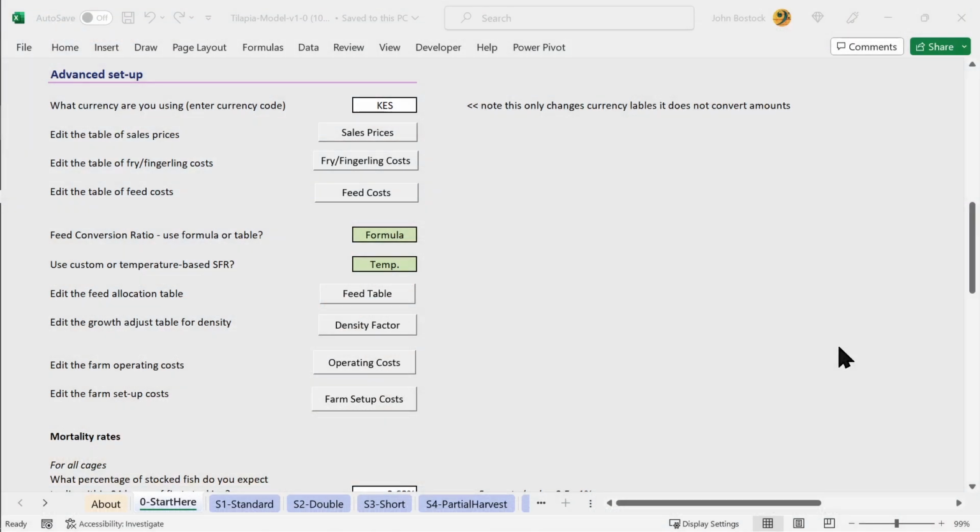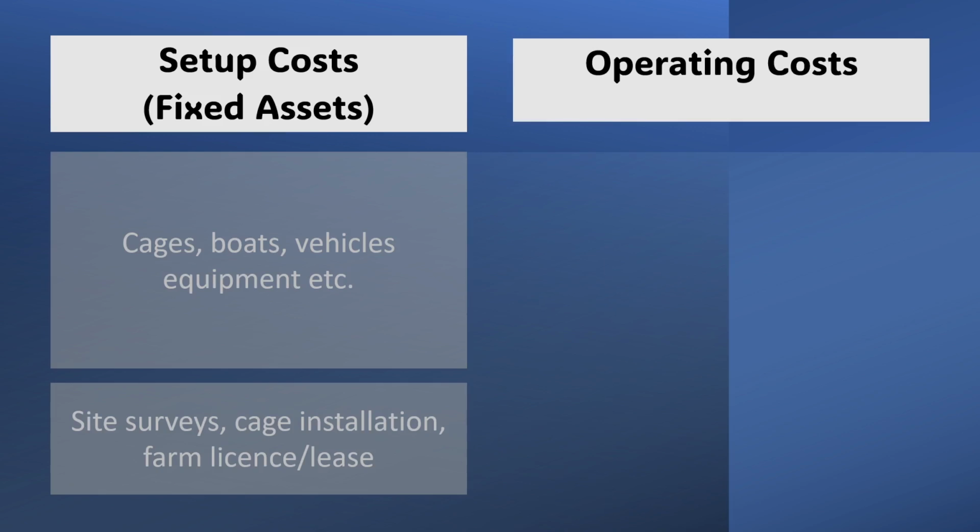In the previous video, we looked at entering farm setup cost data. In this video, we look at setting up the operating costs, which are the routine costs which occur with each production cycle and within each year.